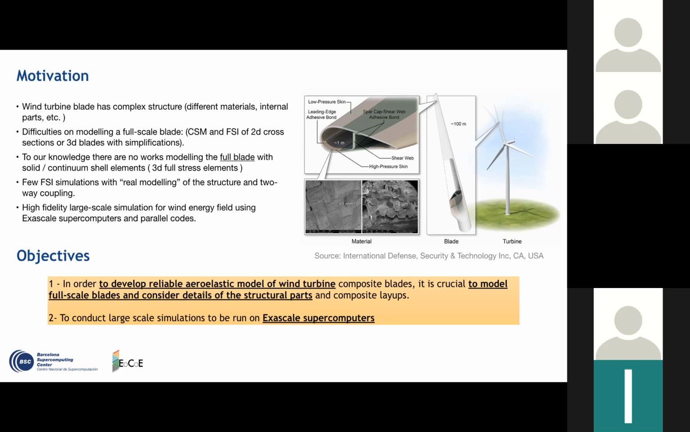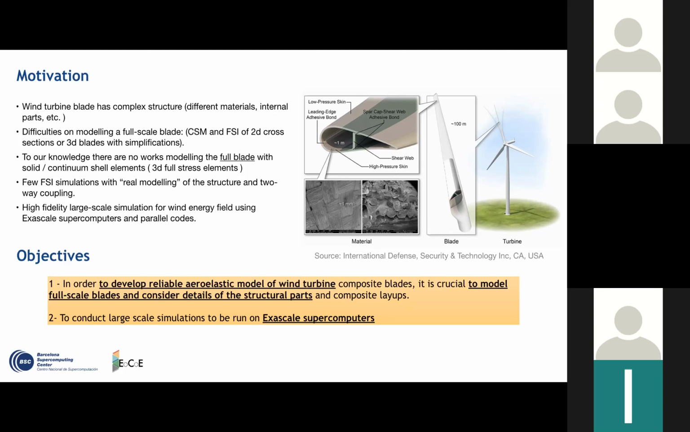The thing is that when you use these kinds of elements, we lose part of the geometry details, and from the material point of view, we don't have the full 3D stress. Another motivation of this work was to perform a large-scale simulation of this wind turbine blade using a supercomputer, and also the use of a finite element parallel code.